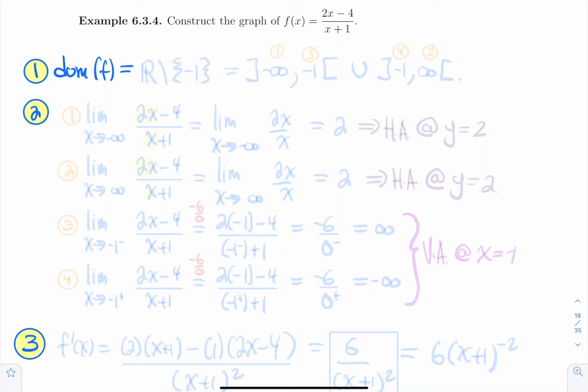Hello everyone, let's do another graph. So my next example is we want to construct a graph of the function 2x minus 4 over x plus 1. The first step is to compute the domain of that function.